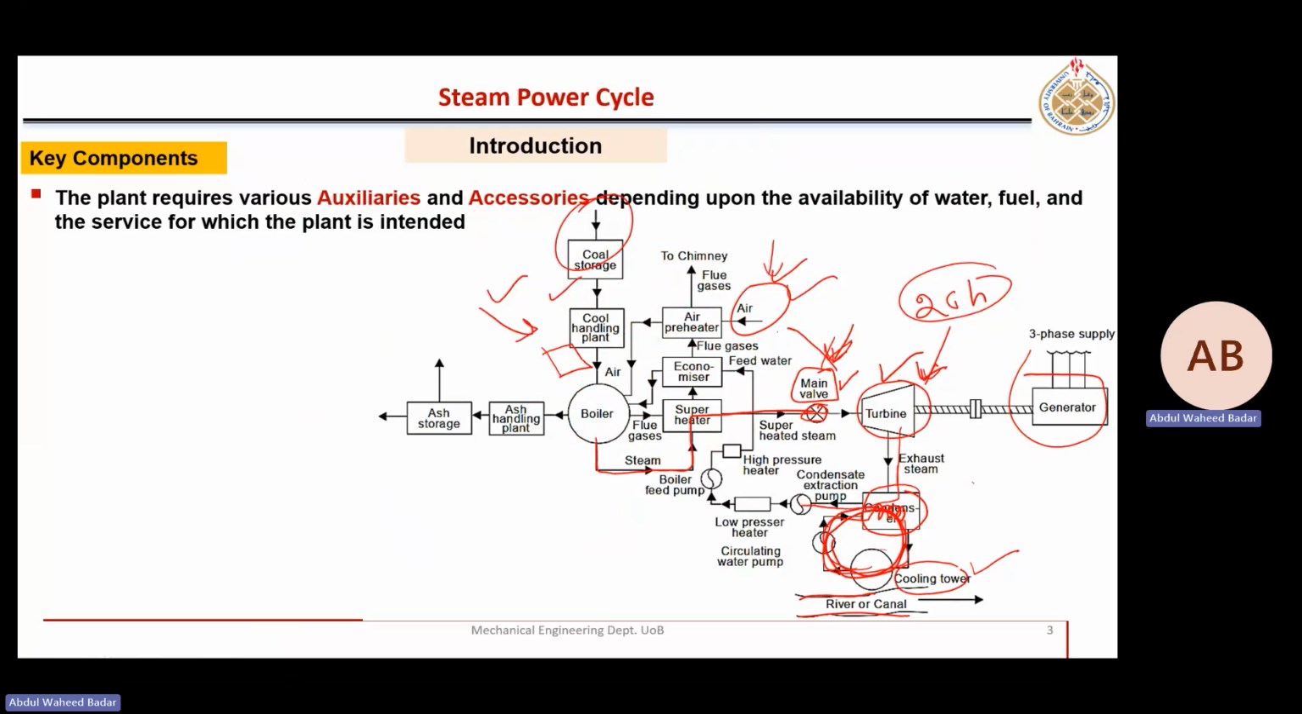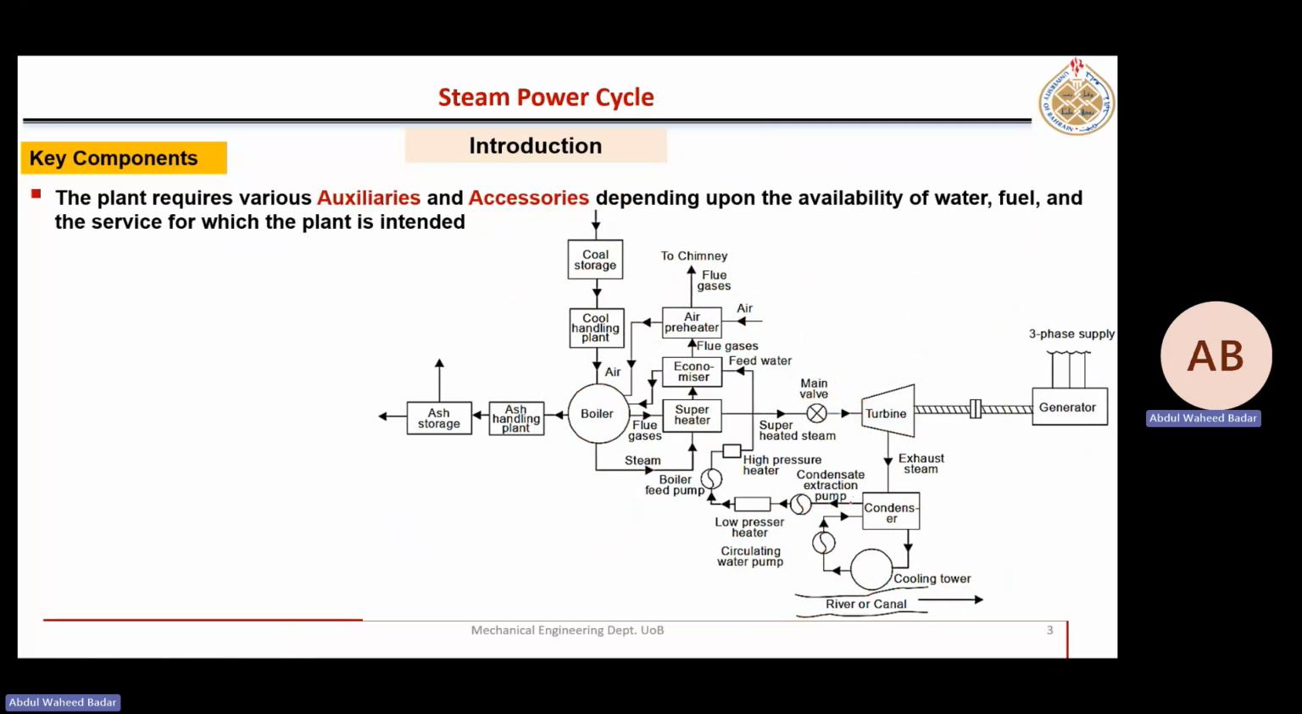Okay, now here you see two more components which we never discussed before. This water which is coming out of the condenser, this liquid water, here you see low pressure heater. There is a pump which increases the pressure. Then you are heating it. How you are heating, I will tell you. Then there is another pump which increases the pressure more. There you have another heater. Then it goes into the economizer.